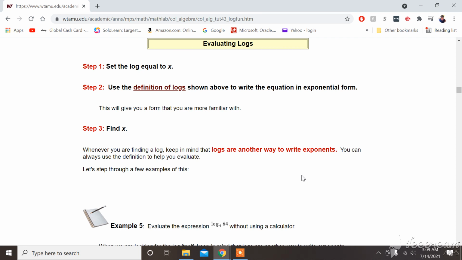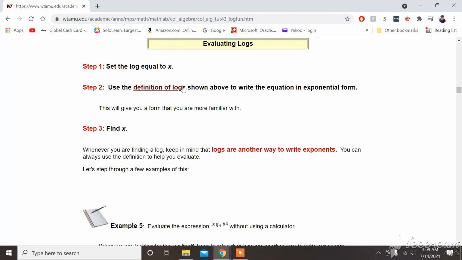Evaluating logs. Set the log equal to x. Use the definition of logs shown above to write an exponential form.